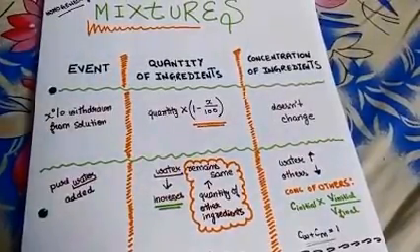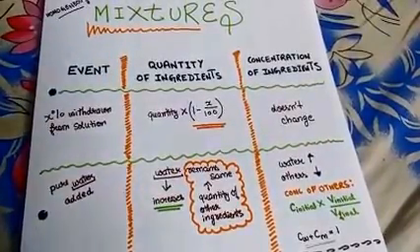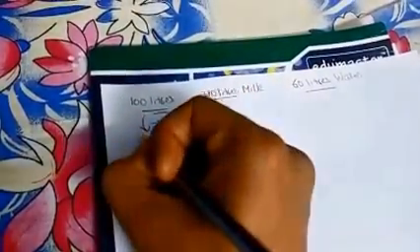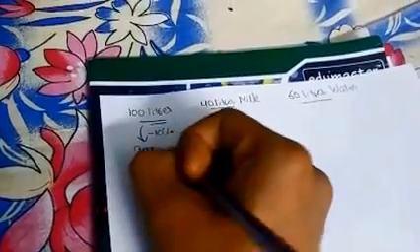And so what happens to the quantity of ingredients, and what happens to the concentration of ingredients? So let's look into it. For example, the total amount is 100 liters, and we have 40 liters milk and 60 liters water. So if I remove that 10%, I'm left with 90 liters.